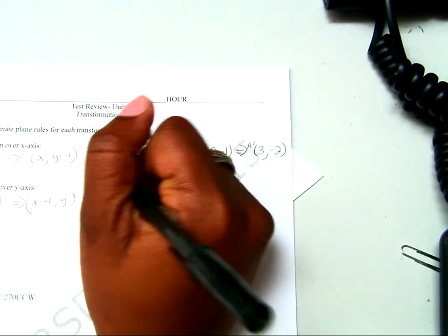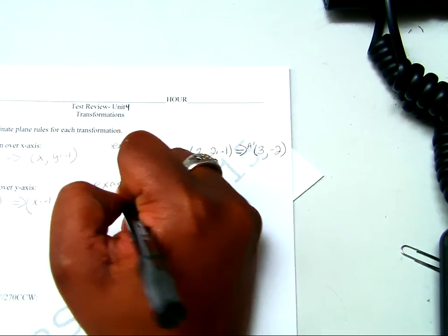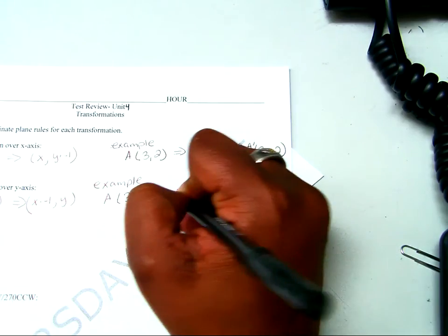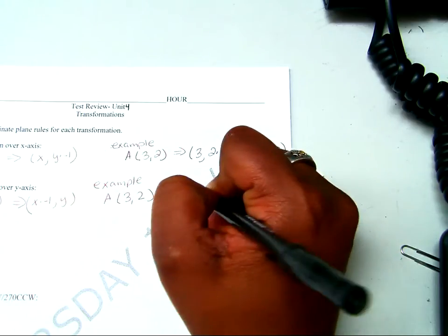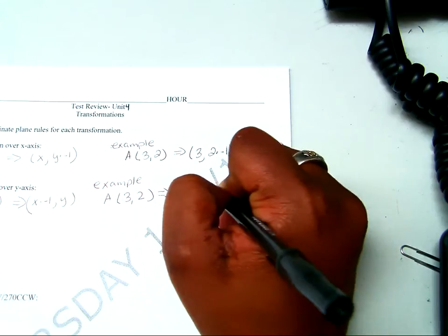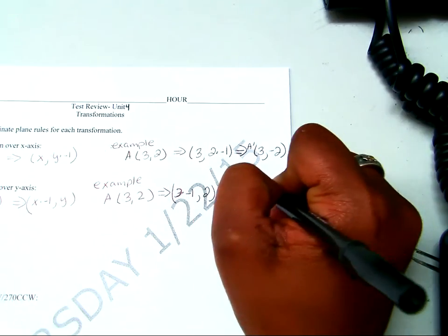Example for reflecting over the y-axis. If A is (3, 2), 3 times -1, 2. A prime in this situation would be (-3, 2).